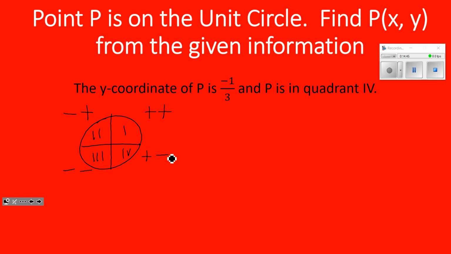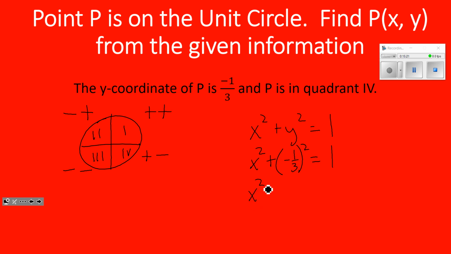Okay, so I know if I use x squared plus y squared is equal to 1, because I know it needs to be on the unit circle, because it tells me that P is on the unit circle. So I know it's going to be equal to 1, correct? And I know my y-coordinate is negative 1/3. So my question is, can I solve for x and figure out what x is? Because that's what it's asking. It's saying find the whole point. Find the x and the y. You got the y, we need to find the x.